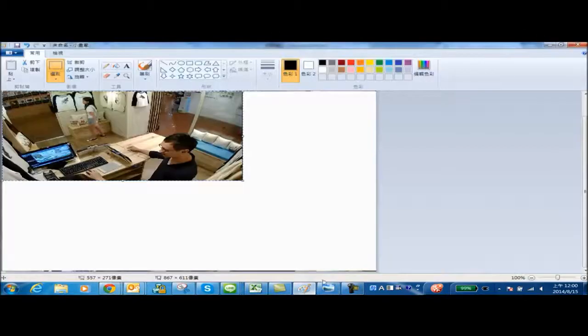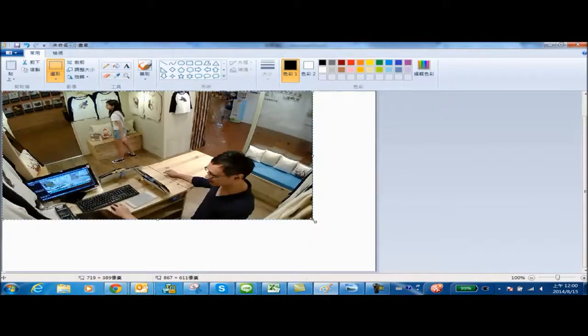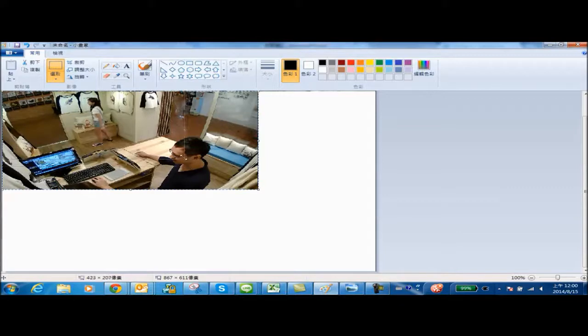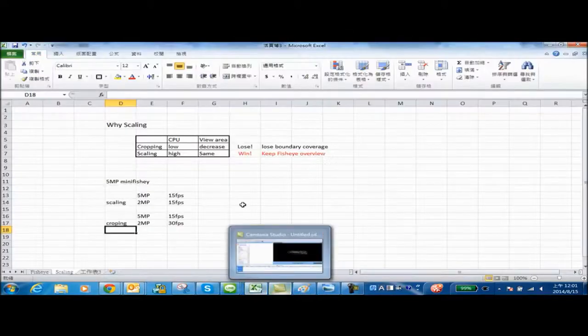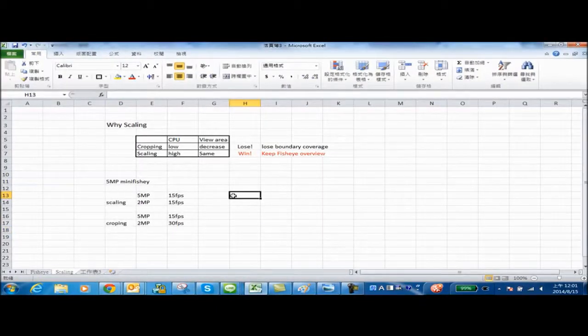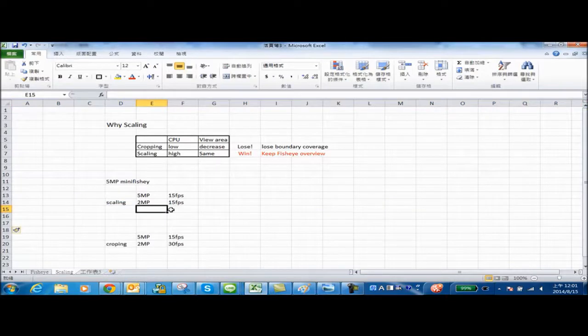Why? Going back to our point, this is why. We want the entire picture to get smaller into 3 megapixel, 2 megapixel, or 1 megapixel. Yes, the resolution is smaller, but I still have the whole picture. And that is the reason why Level 1 uses scaling to decrease resolution, and that's why we stick with the same frames per second, no matter if it is 3 mega, 2 mega, 1, or even VGA. We still keep the same 15 frames.